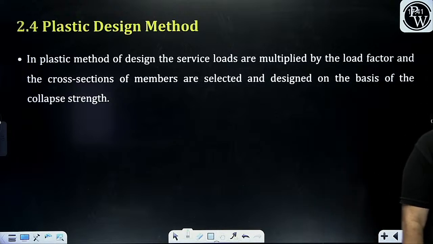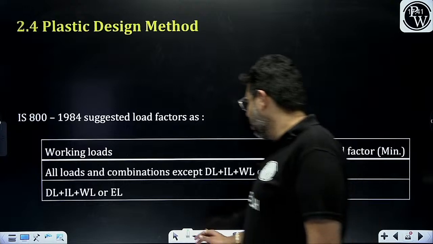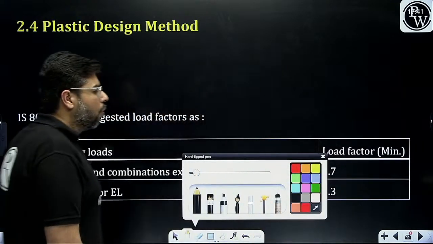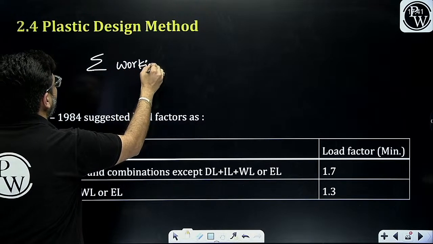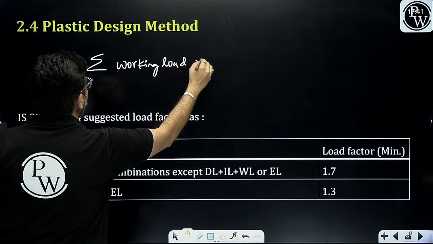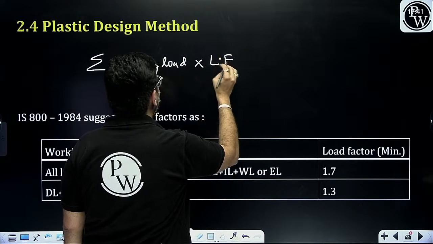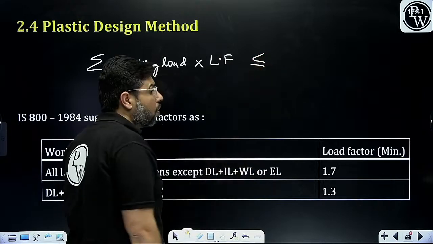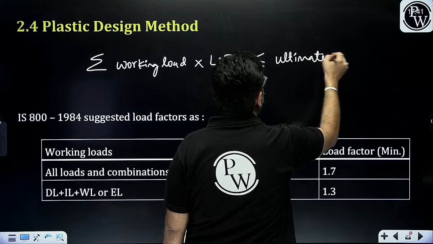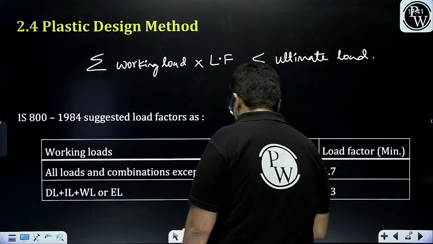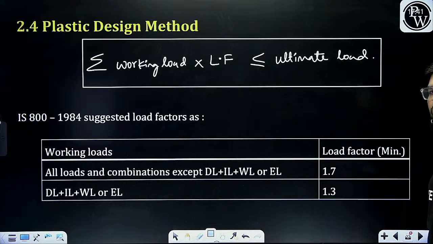Now, what is checked here? See, here the basic design philosophy is what? Your summation of working load into the load factor LF, LF is my load factor, should always be less than or equal to the collapse load or the ultimate load. Ultimate load and collapse load are one and the same thing. So, here we talk about the loads like this. So, for safety you have to ensure that the working load into load factor.